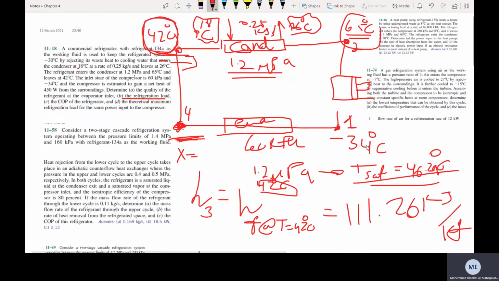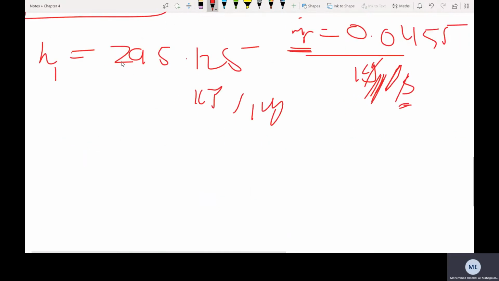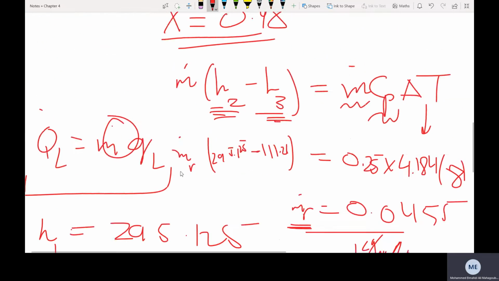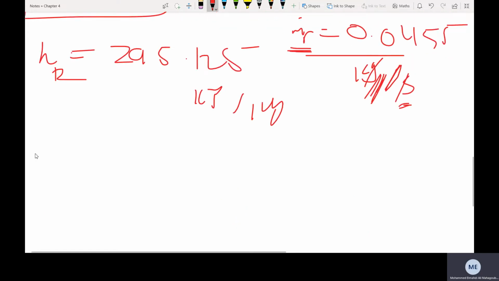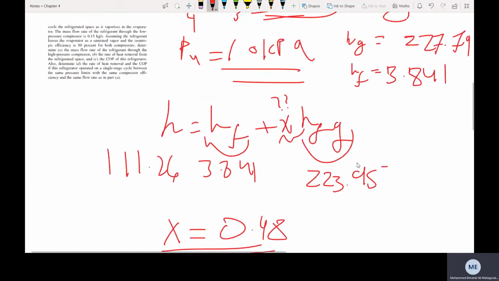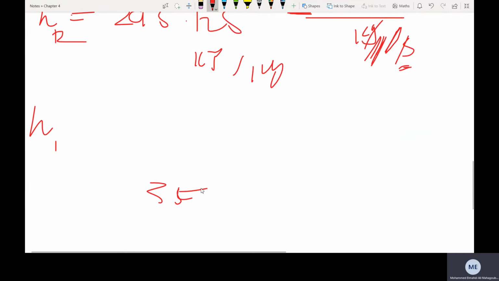So what is the temperature at 1? It is minus 34. And again, go check the pressure of 60. What is this point that we found? Was this H1? This was H2, not H1. For H1, we have a temperature of minus 34 degrees Celsius, not 35, and we have the pressure of 60 kilopascals.